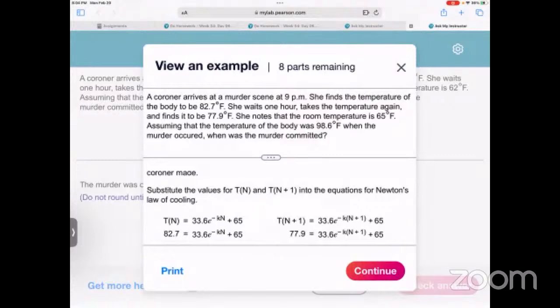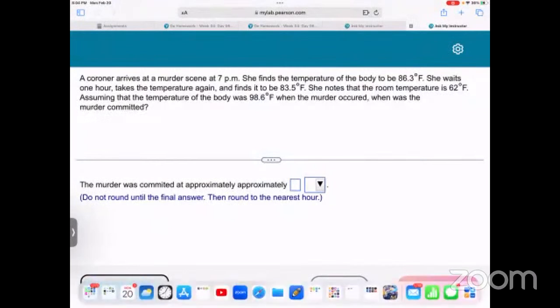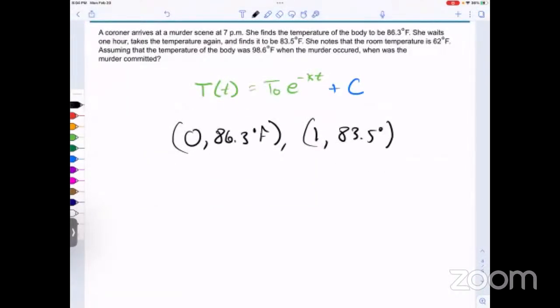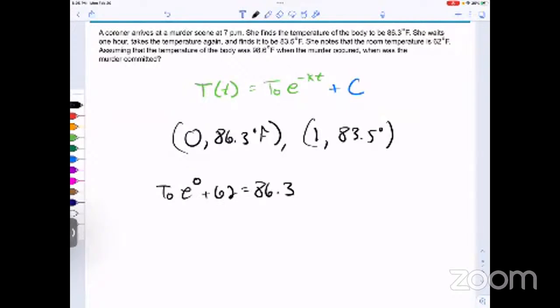Okay, so we need to solve for that constant. So right here, the T naught, let's just solve for that. If we plug in what we have, we're going to have T naught e to the power 0. I think C is the temperature of the room, which is 62. So we're going to say plus 62 should equal 86.3. From here we can solve for T naught.